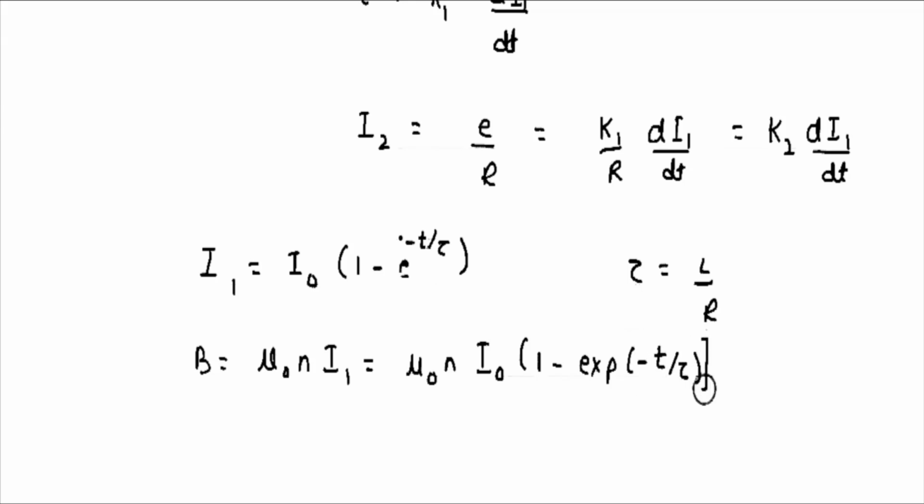Now what would be the value of this I1? Basically it would be an LR circuit. So for an LR circuit, I1 would be equal to I naught times 1 minus e to the power minus t over tau, where tau for an LR circuit is L divided by R. Now this is the value of I1. So what would be the value of this B? We know that B equals mu naught N into I1, so we can write it as mu naught N I naught times 1 minus exponential of minus t over tau. We can write it like this.